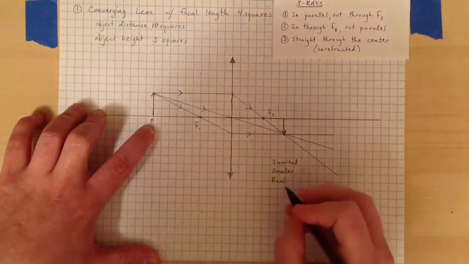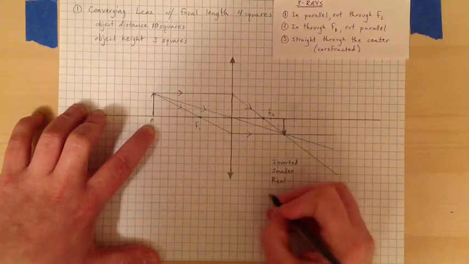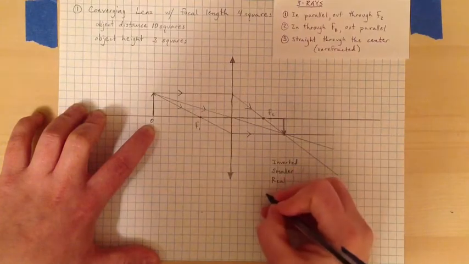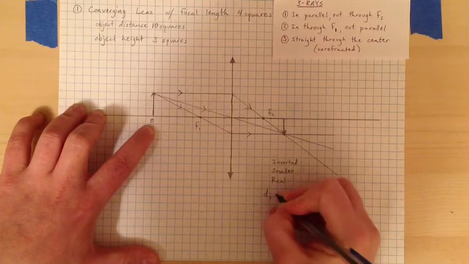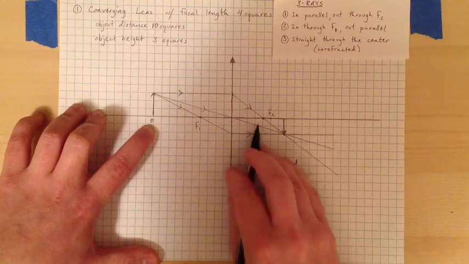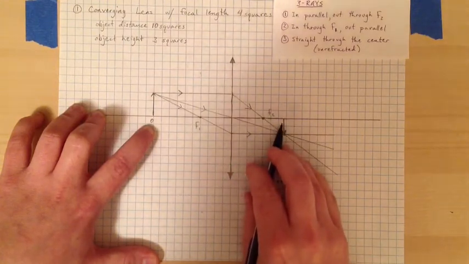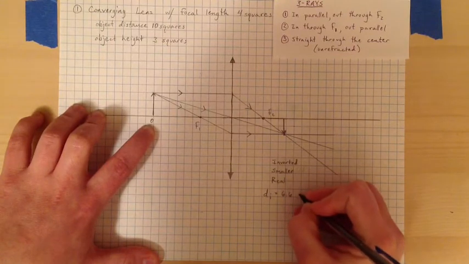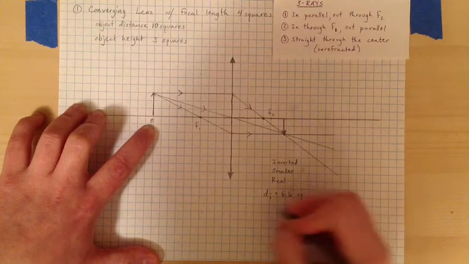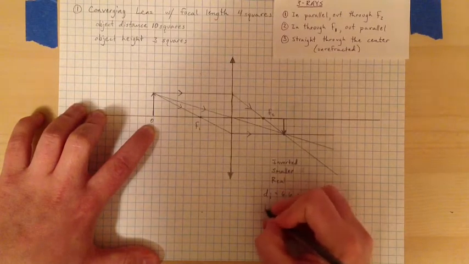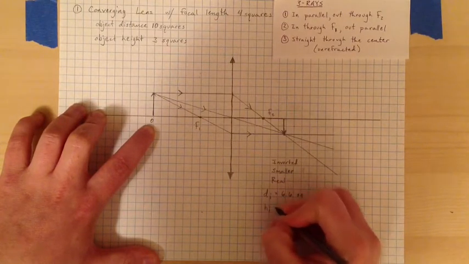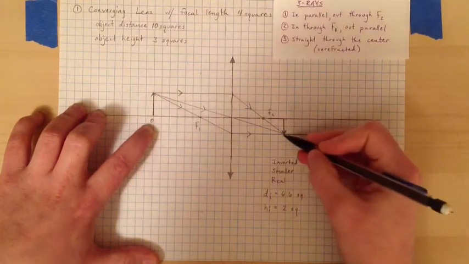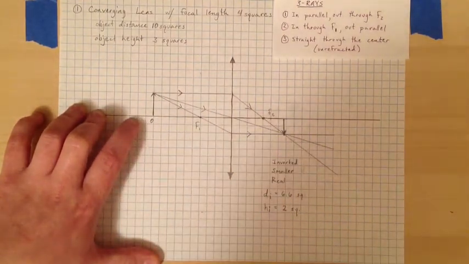Now we can be more detailed. We can actually talk about the object distance being 10 squares and the image distance, the distance for the image being 1, 2, 3, 4, 5, 6, just over 6.5 squares. Let's say maybe 6.6 squares. The image height is now only 2 squares. Right, so it's smaller. It started out as 3 squares.